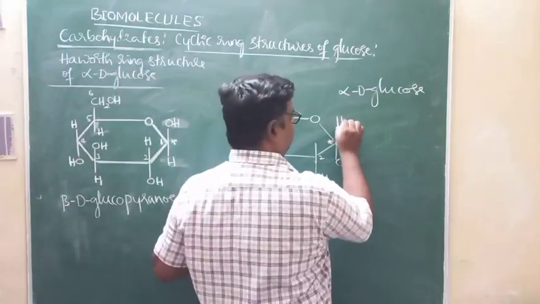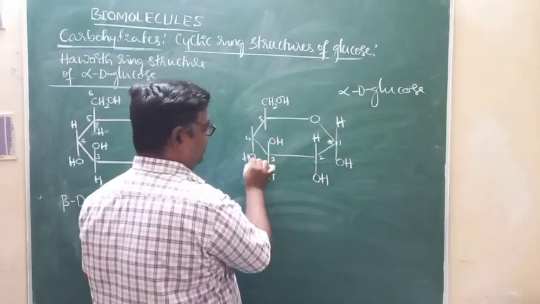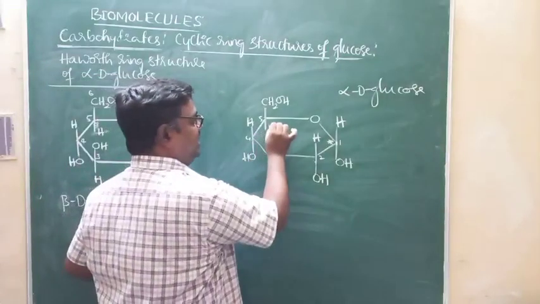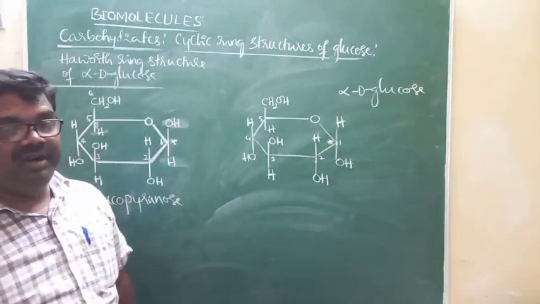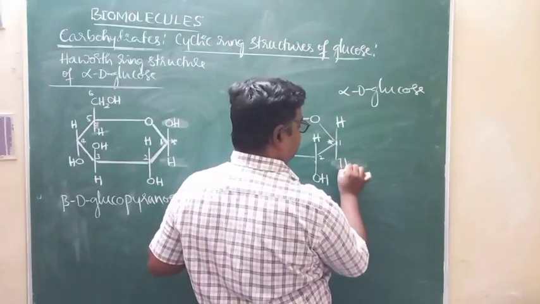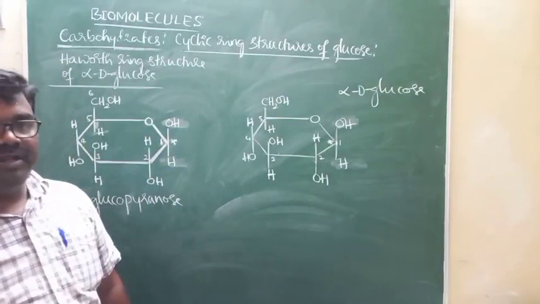Where there is OH, here is H; here OH, here H; here OH, here H; and of course don't forget to write H here. This is alpha D glucopyranose. To write beta, just change the position: write H here and OH here. This is what we call beta D glucopyranose.